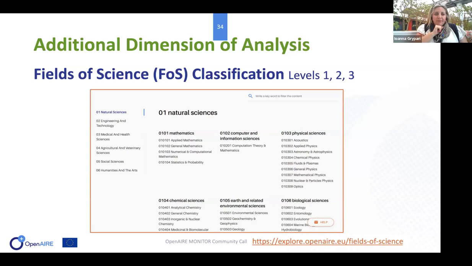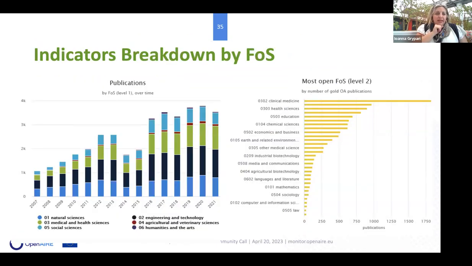Okay. Next slide. Here are some breakdowns that we have included. The first one is the trends on the FOS level one over time. For example, here you see that proportionately social sciences are becoming more popular in this institution. And on the right, you see the most popular level twos, by the number of Gold Open Access publications. So clinical medicine, health sciences, education, and so on. Now this makes it possible for a university to really fine tune the decision-making by the discipline. And notice here that we didn't say by the department, because it's not necessary. You could have cross-disciplinary work, right, that different departments are working on different disciplines.